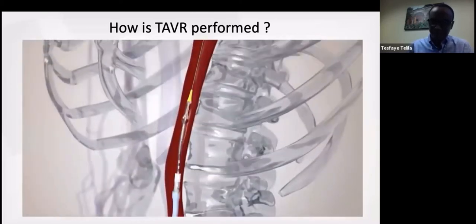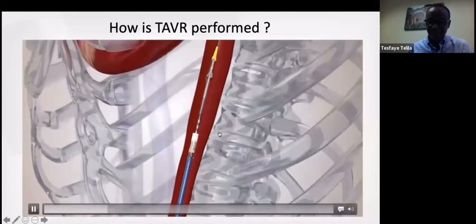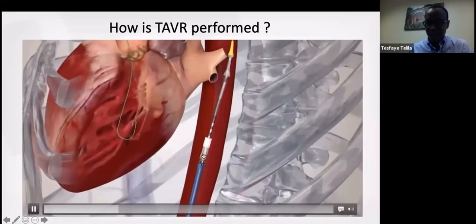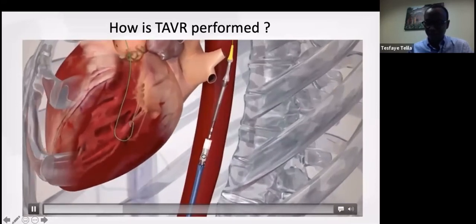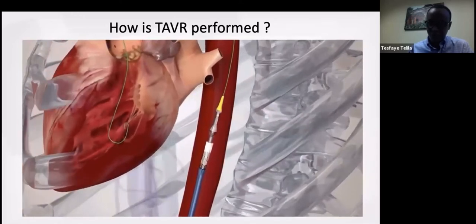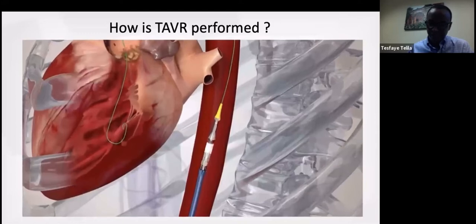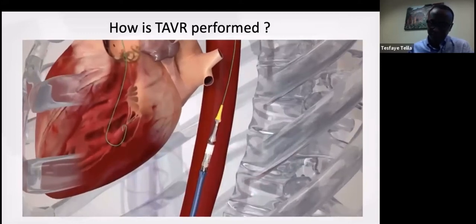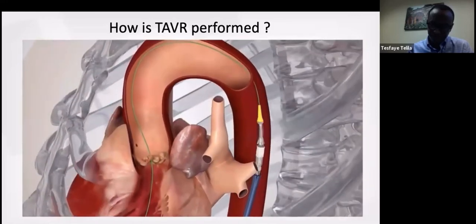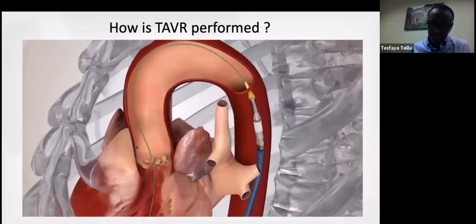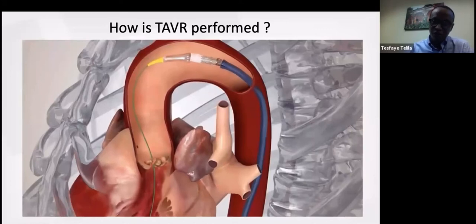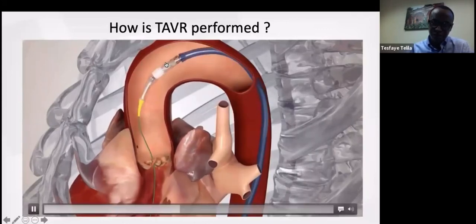The valve is crimped on this catheter. This is the valve right here, it's crimped, but the balloon is here, so we load the valve on the balloon, pull it back a little bit. This is called the Commander delivery system. The valve goes in. A little bit of maneuvering to not scrape the aortic wall. That's the risk of stroke here.